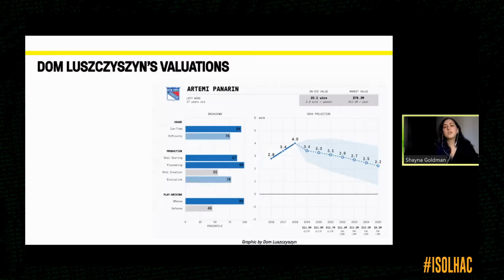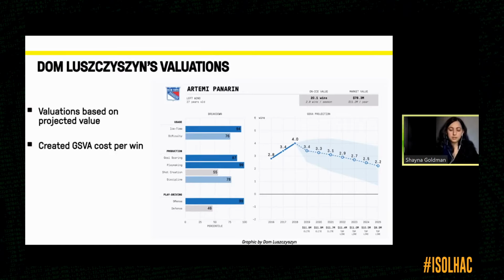So along with the Evolving Hockey projections, you can also look at Dom Luszczyszyn's work. He has valuations. These are valuations based on their market value. It's what they should be paid based on their projected value. They are not actual projections. It accounts for how the players will likely age and is adjusted for inflation. And he created his stat, game score value added cost per win, for all forwards and defensemen.